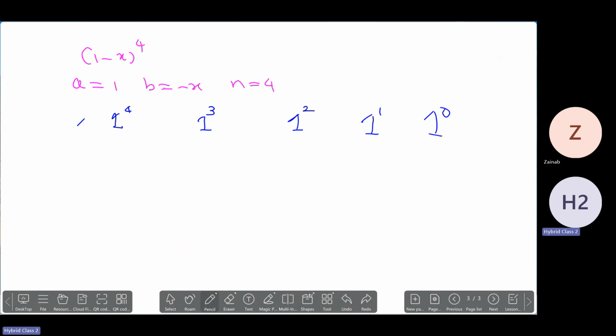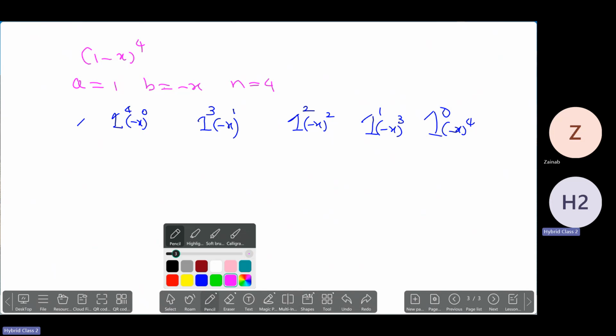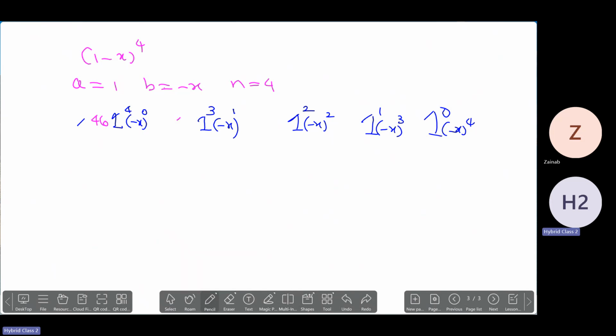And what about B? Minus x to the power 0. Put a bracket when it is negative. 1, then minus x to the power 1, minus x to the power 2, minus x to the power 3, minus x to the power 4. Done. Coefficients: 4C0, 4C1, 4C2, 4C3, 4C4. You should add all of them. Now, first 4C0 value is 1, 1 to the power 4 value is 1, minus x to the power 0 is 1.